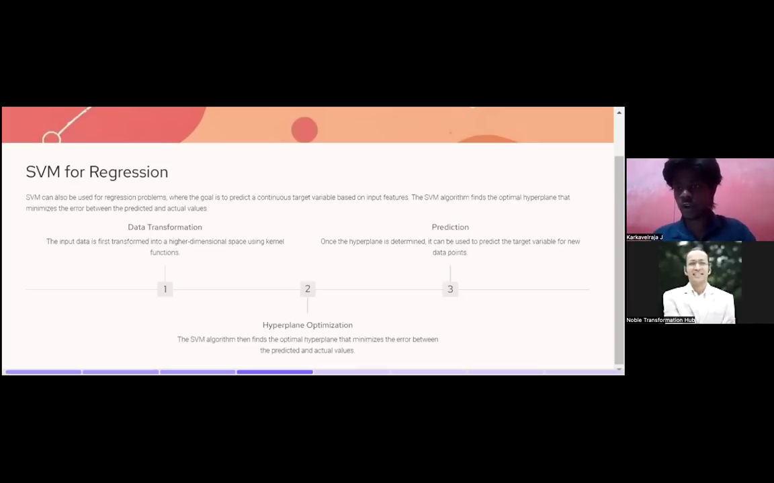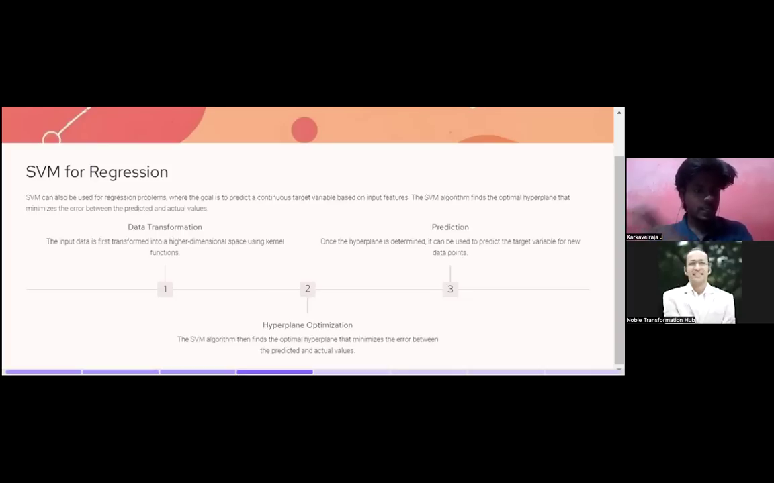Okay, guys, I hope you know, when we need to predict the categorical value, then we need to go for classification. When we need to predict the continuous value, we need to go for regression. Okay, so it is used to predict the continuous target variable based on the input features. The SVM algorithm finds the optimal hyperplane that minimizes the error between the predicted and the actual value. That's it.